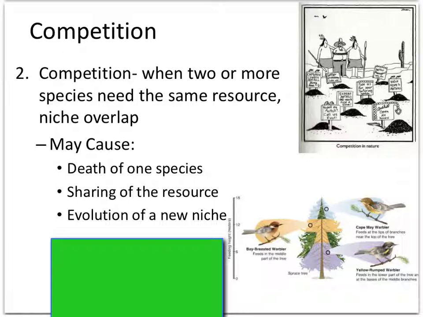A pretty famous example of this is these birds here. All three of them are eating in the same tree, and instead of one of them just dying out or evolving a niche to go to a different tree, they share the resource. So this guy mostly eats in this area, this guy hangs out in the middle of the tree, and this guy hangs out at the top of the tree, and so they divide that resource. They figured out how to share pretty well.